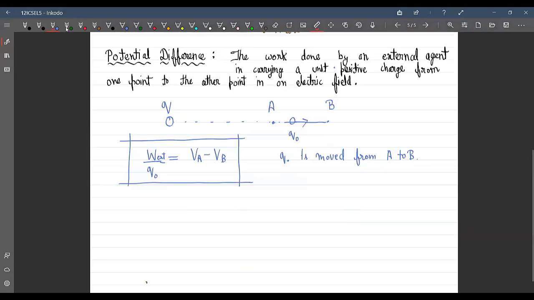To give you a simple example, I will solve a question. Suppose there is a charge Q and you want to find the potential difference between points A and B. So let us say this distance is, call it R.